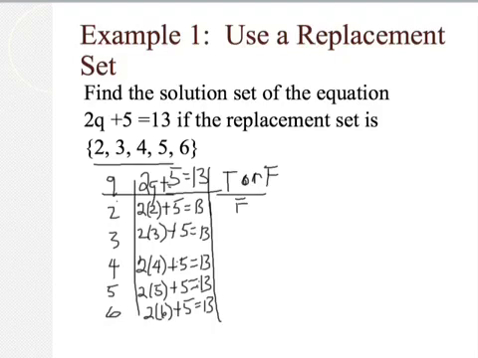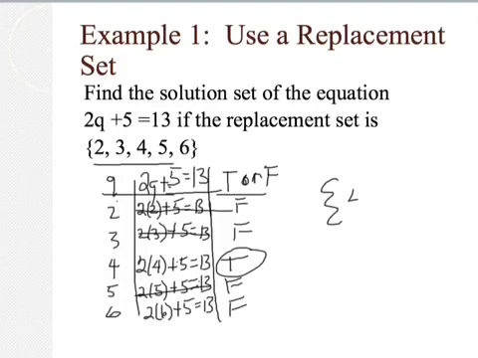As we go down the list checking to see what works, we realize that the first one doesn't, nor does the second one. That's false. When I work out what's on the left side of the equation, I get 11. And with this next one, when I work out what's on the left side of the equation, I get 13. So that one works. I'm going to check all the other ones. But as we see, 15 does not equal 13, so that doesn't work, and nor does 17 equal 13. So there's only one true value. The solution set here is a set with one element, and that element is 4.